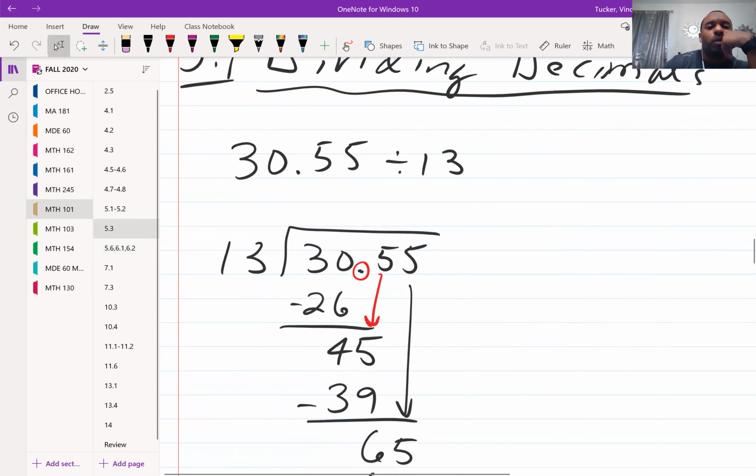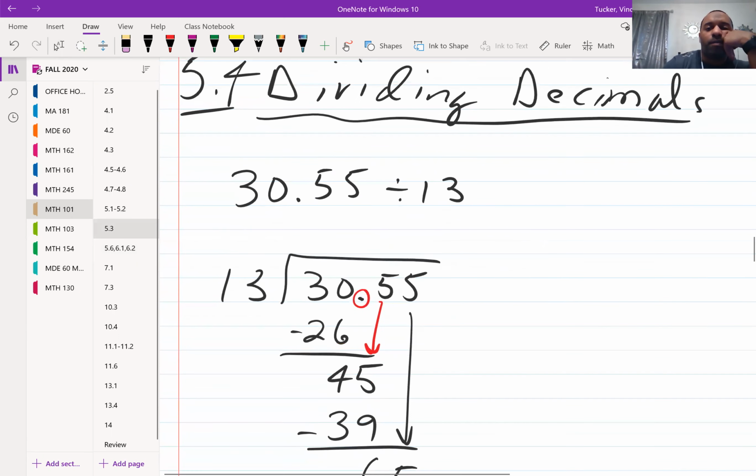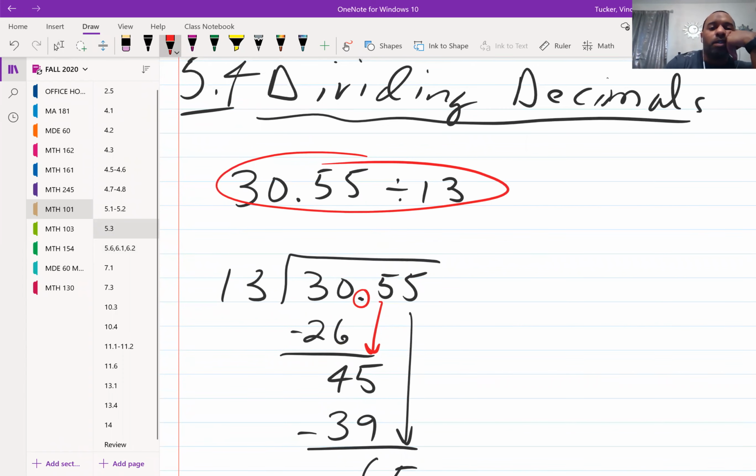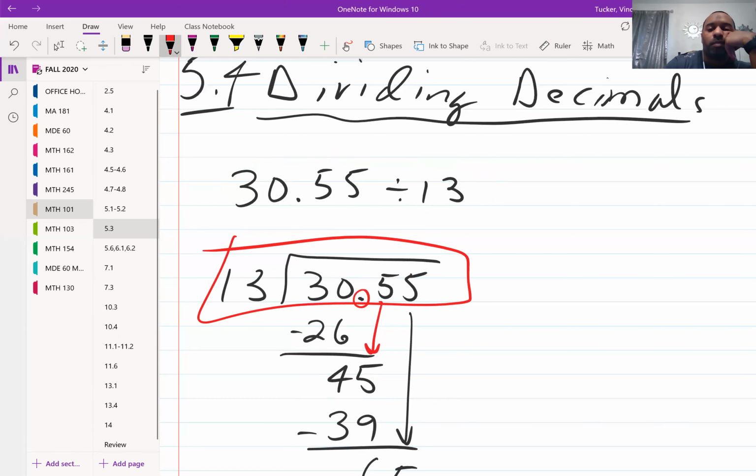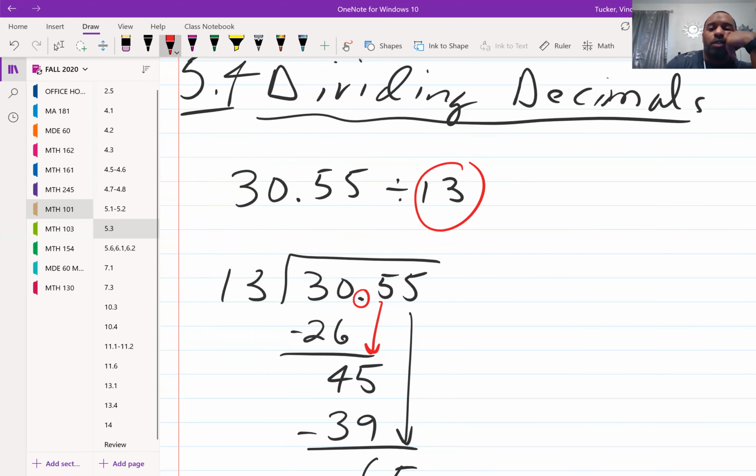All right, so looking at 30.55 divided by 13. Once again, they give it to you horizontally, but we'll do our setup this way. The number that follows the division sign should be on the outside of our long division. Set up a long division bar. So then you go through your long division process.